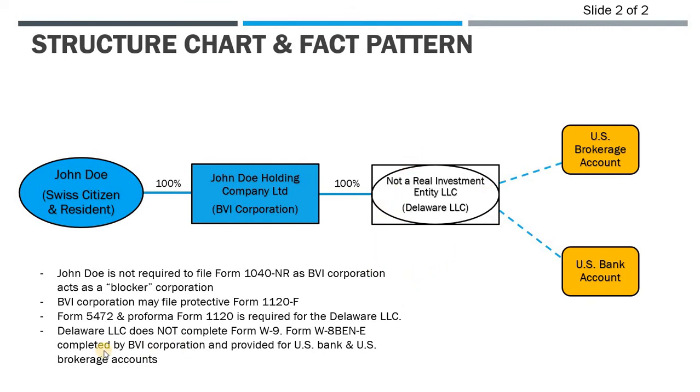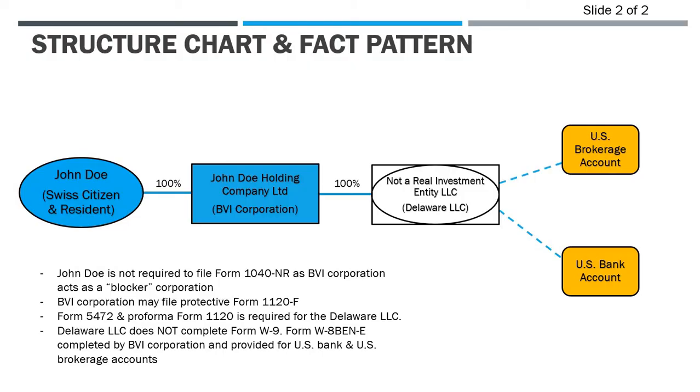Now, another important thing to note, and this mistake is made all the time: when this Delaware LLC is set up and it's opening these accounts, because this is a disregarded entity, it does not complete IRS Form W-9, right? This is a transparent entity, so the appropriate withholding certificate when opening the accounts is the W-8BEN-E for the foreign corporation, right? And so that'll help the U.S. broker and the U.S. bank know exactly who's the beneficial owner here and what taxes need to be withheld, if any.